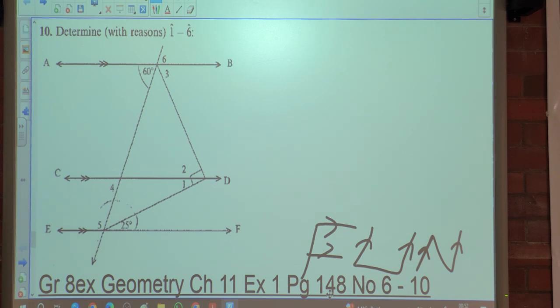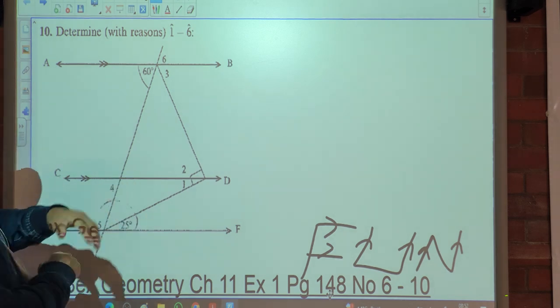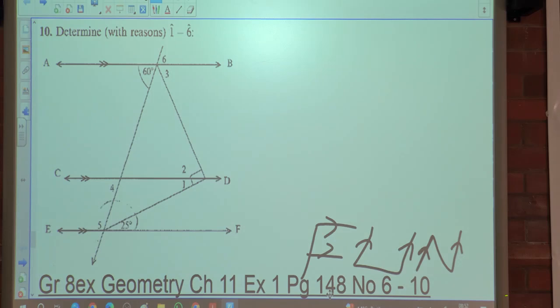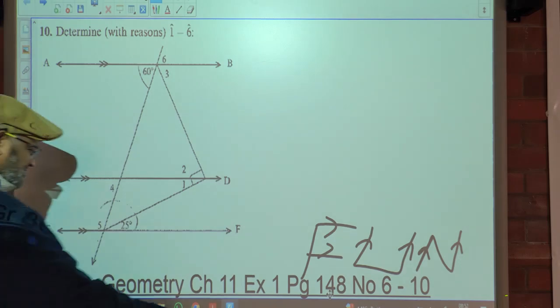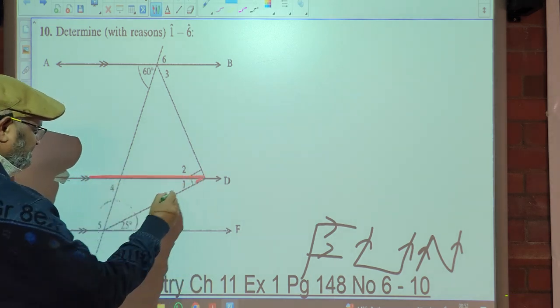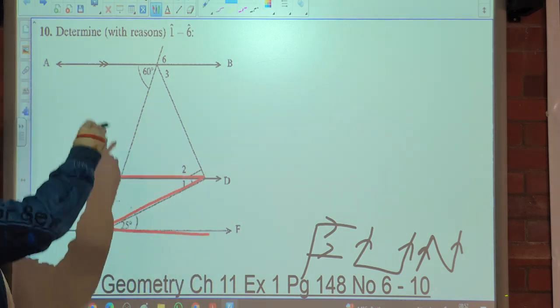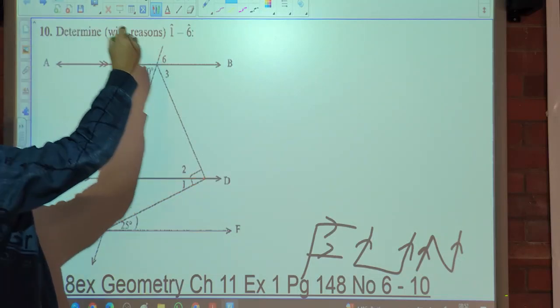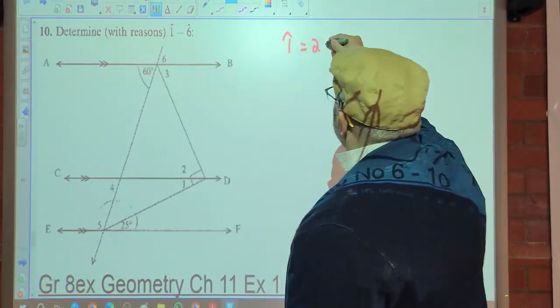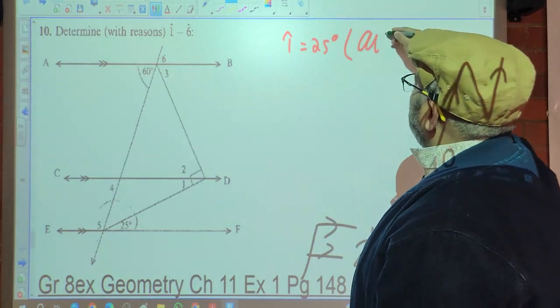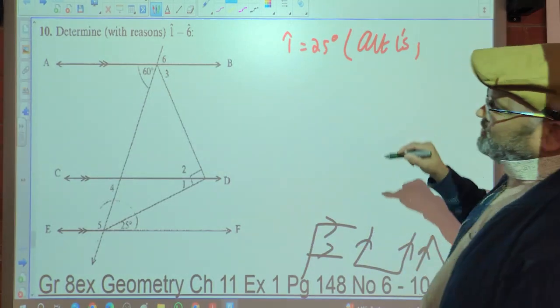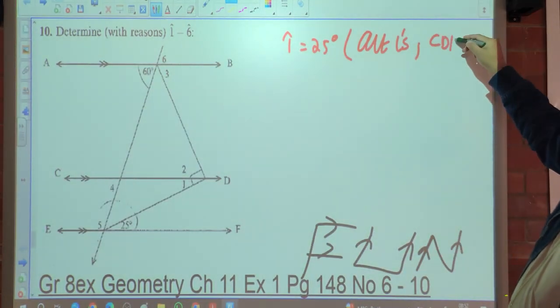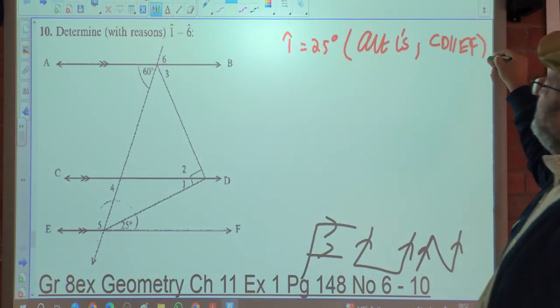Yes, I know. Right. People, number angle 1. Now you're going to calculate angle 1. We've got 3 parallel lines here. Alternate angles. Yes. Let's do this. So angle 1 is? The size of angle 1? 25. Angle 1 is 25 degrees. Why? Alternate angles with CD being parallel to EF.